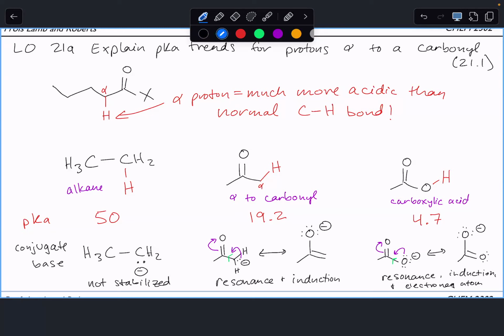So both of these resonance structures are valid. I will say that you should get in the habit of drawing it this way, because that is the more stable form, putting the negative charge on the oxygen instead of the carbon.